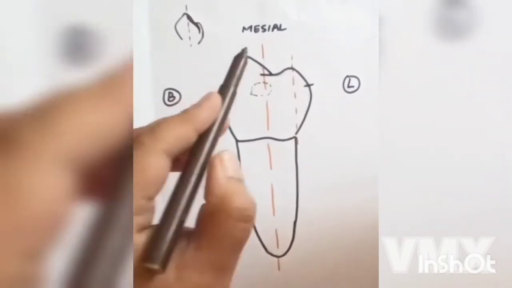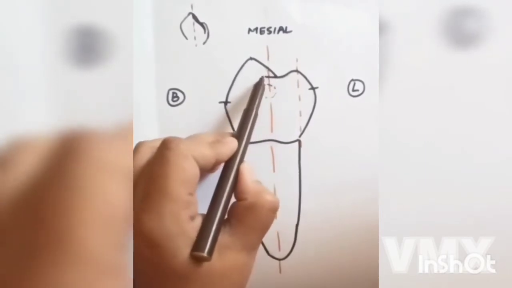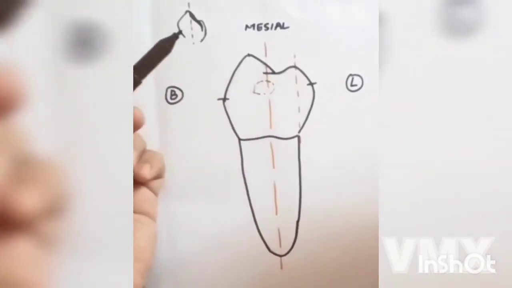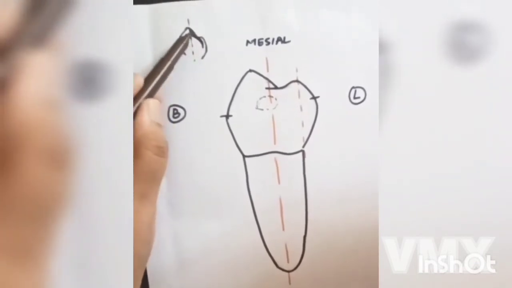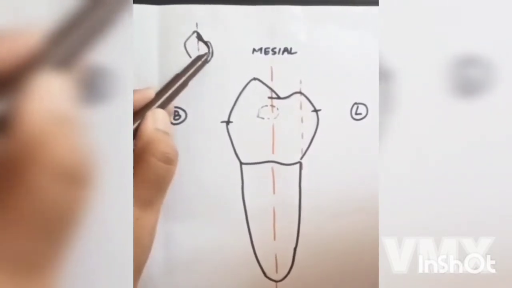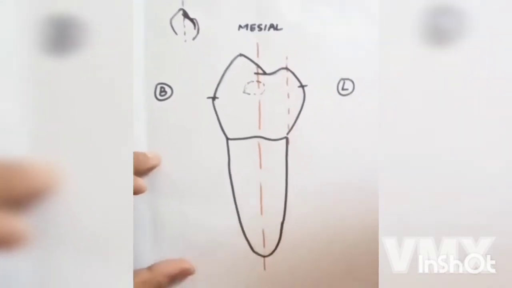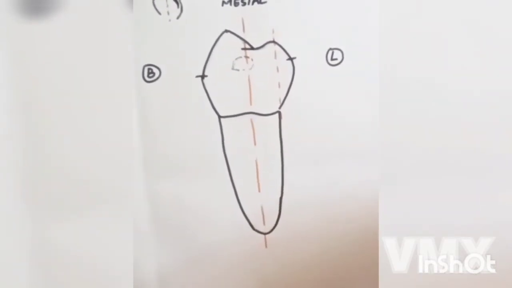Also, another difference would be in the mesial marginal ridge, which is perpendicular to the long axis of the tooth in this tooth. Whereas in the mandibular first premolar, the mesial marginal ridge was sloping lingually. So these are things to keep in mind.